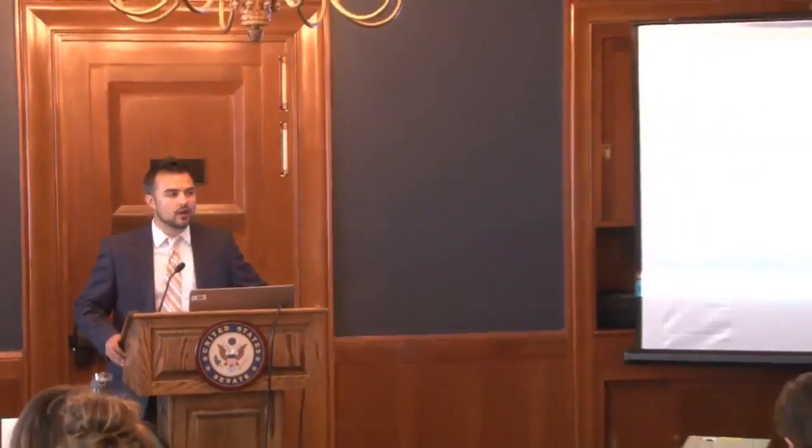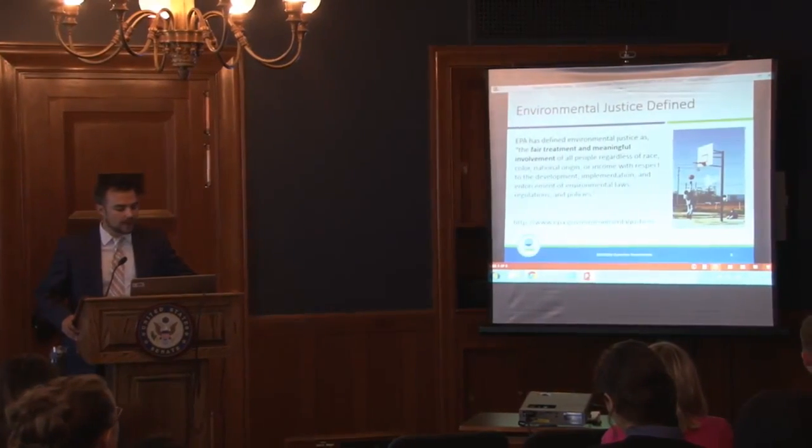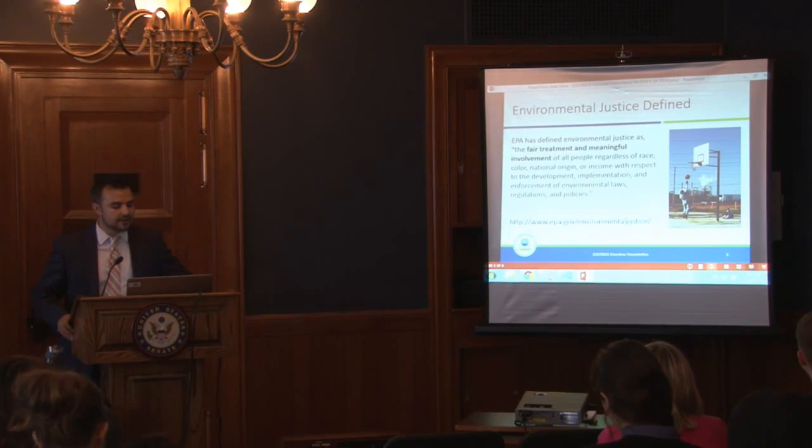And so environmental justice is about making sure that low-income and minority communities are properly protected and ensured the same basic rights that we all as Americans are due access to. And the definition that we have at EPA emphasizes fair treatment and meaningful involvement. And EJSCREEN is really helpful in terms of analyzing fair treatment. Are communities getting a disproportionate share of the burden of pollution compared to their neighbors?